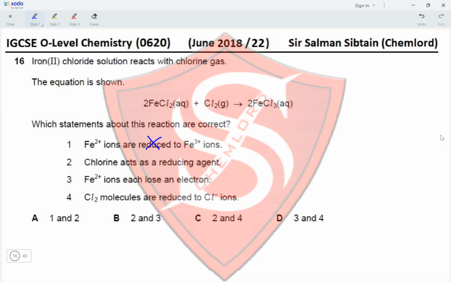Chlorine acts as a reducing agent. Chlorine is reduced to chloride ions. A reducing agent gets oxidized, not reduced. Since chlorine is getting reduced, chlorine is acting as an oxidizing agent. So statement 2 is incorrect as well.